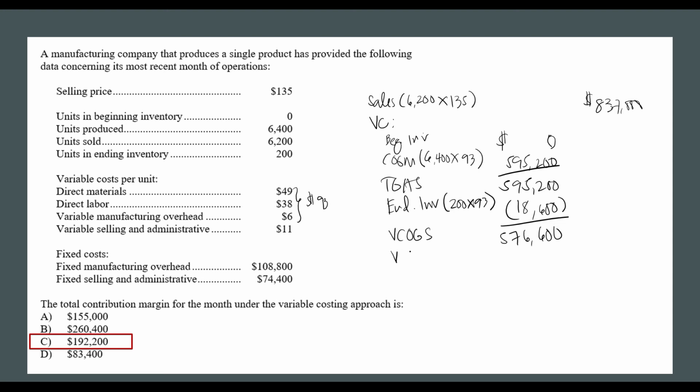Are we done? We only got the cost of goods sold. How about your variable selling and administrative expense? How do we compute for that? Is it units produced or sold? It is sold. So it should be 6,200 relating only to the units sold, not to the units produced. So it's 6,200 multiplied by the variable cost per unit relating to the variable selling and administrative expense of 11. 6,200 times 11 shall give us a value of 68,200.